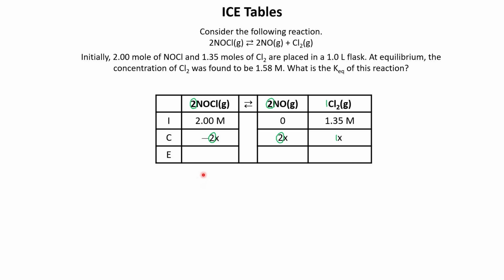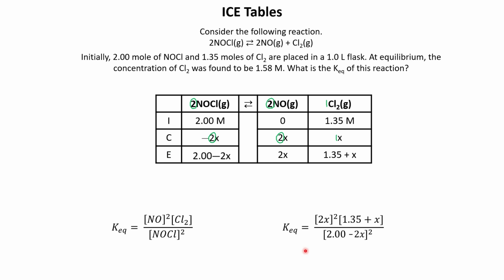Our equilibrium concentration for our NaCl is 2 minus 2x. For our nitrogen monoxide, it is simply 2x, and then for our chlorine it is 1.35 plus x. So a little more complex in our equilibrium row. Let's get our expression for KEQ. Again, products over reactants. Here we go right here. Don't forget your squares, because again, we have 2's in the balanced chemical equation. So plugging in from our equilibrium row, this is our expression for KEQ.